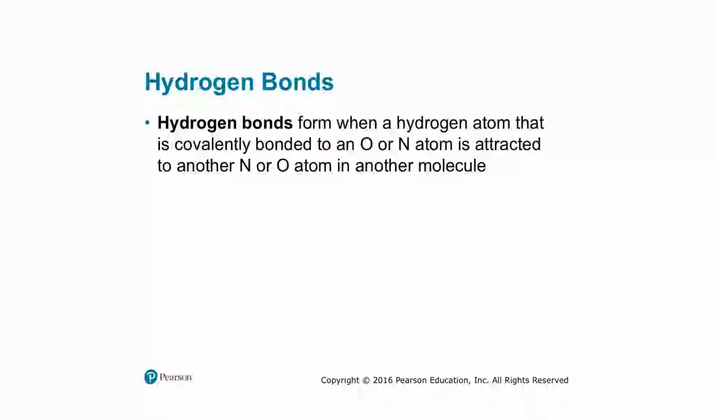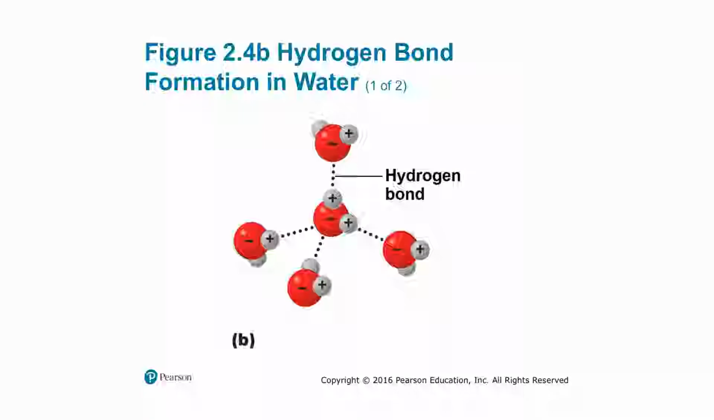So hydrogen bonds form when a hydrogen atom that is covalently bonded to an oxygen or nitrogen atom is attracted to another nitrogen or oxygen atom in another molecule. Hydrogen bonds are very useful because they are very weak bonds. They're strong enough to hold something together, like your DNA, but they're also weak enough that they can easily be split.